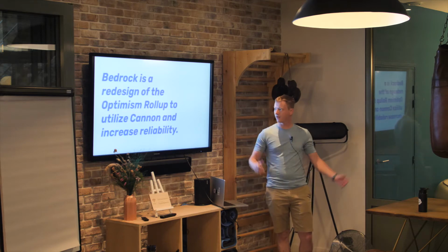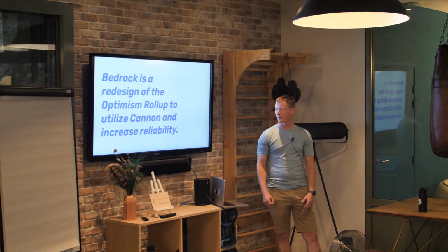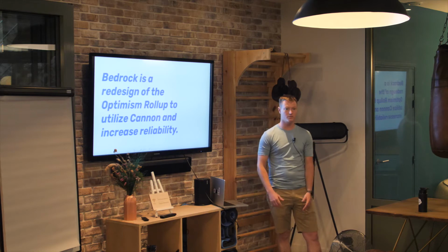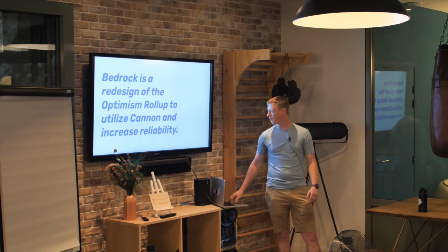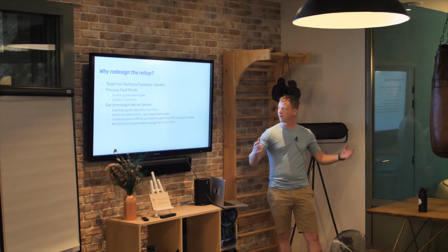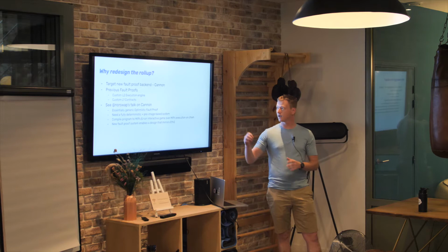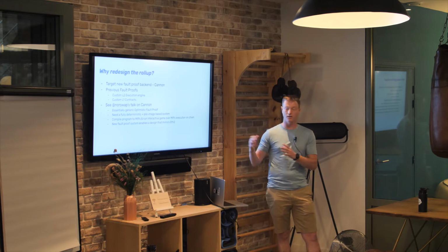So at a very high level, it's a redesign of the Optimism rollup to utilize Canon and increase reliability. That's like the one sentence how I would describe it to anyone. And so why do this? There's two parts, the Canon and the reliability.